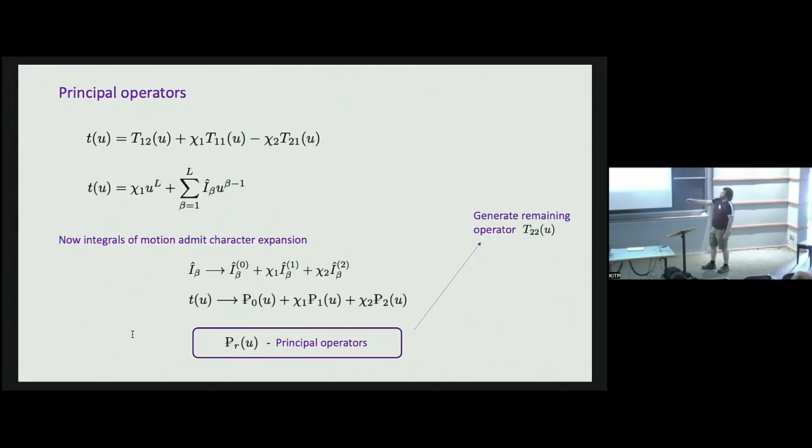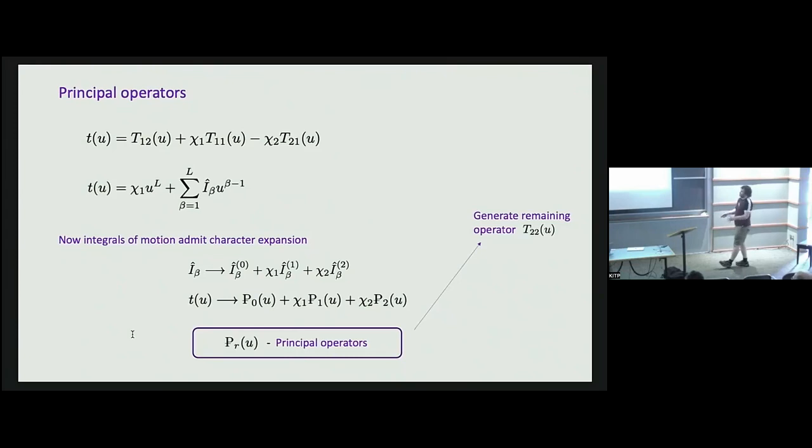So using this character expansion, I can define the coefficients of the characters as these operators here, P. So P0 is just T12, P1 is T11, and P2 is minus T21. Furthermore, I could do the same expansion at the level of the integrals of motion. So I could take an integral of motion, I beta, and again expand it linearly in the characters. Okay? So these operators which you get from doing this procedure, I call principal operators.